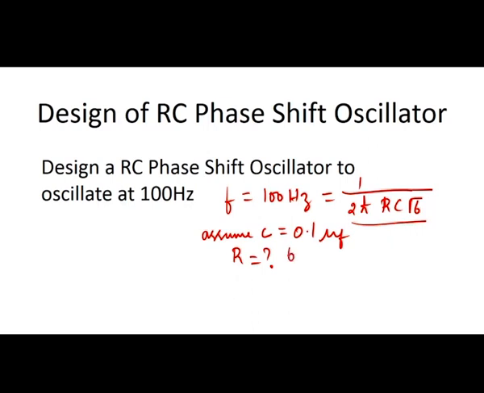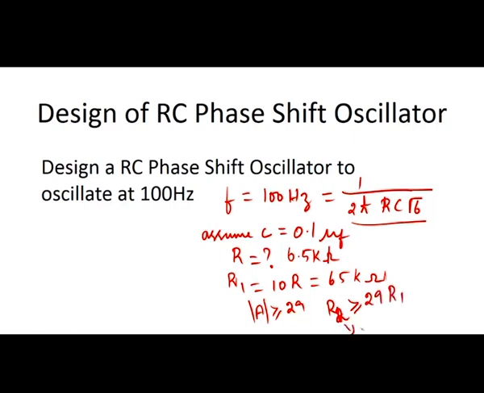So, R is calculated now from the frequency. For example, if this value is 6.5 kilo ohms, then R1 must be 10 times of R. So, it is 65, sorry, yeah, it is 65 kilo ohms. R1 must be 10 times of R, and we know that the gain of the amplifier, the mod value, must be greater than or equal to 29. So, RF, that is R2, must be greater than or equal to 29 times R1. Here this is the feedback resistor, this is the input resistor.